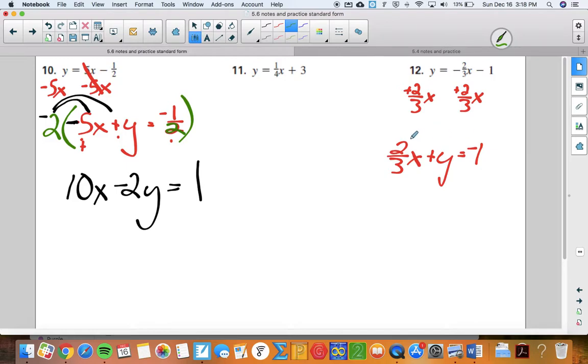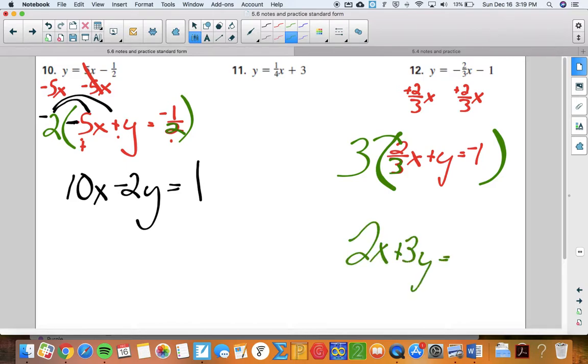So A is positive, but I can't have any coefficients that are fractions or decimals, and this is a fraction. So I need to undo dividing by 3. And I undo that by multiplying by 3. So I take 3 times 2, which is 6. And then I have to take 6 divided by 3, which is 2. So I get 2x plus 3y equals negative 3. Distributing that 3 to every term here, including across the equal sign.